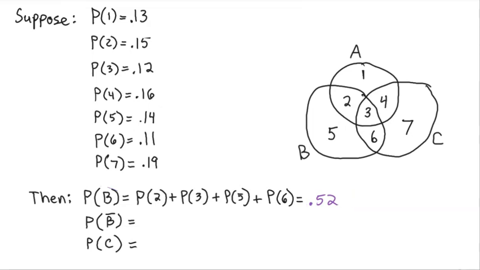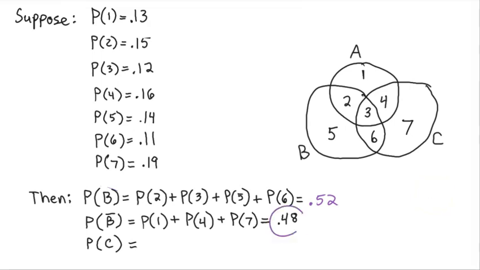Now we're going to ask, what is the probability of B complement? That'll be everything that's not in B, and we looked at this previously. We said that B complement is 1, 4, and 7. So the probability of B complement is the probability of 1 plus the probability of 4 plus the probability of 7. And the total probability there is 0.48.